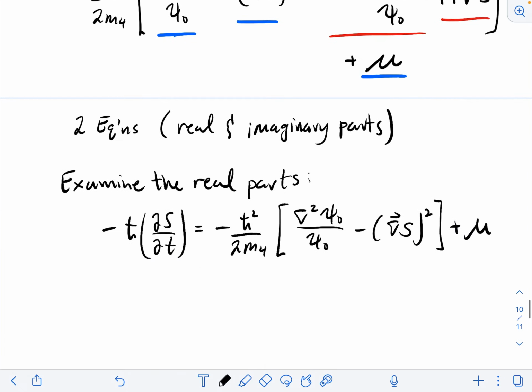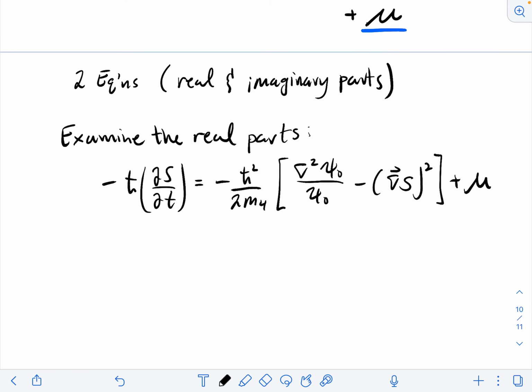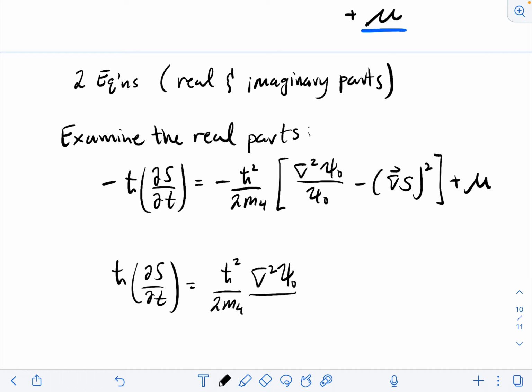Okay, so we can do a couple things. Let's multiply by an overall negative sign, so then we'd have ħ ∂S/∂t is equal to, let's distribute, ħ²/2m₄ ∇²φ₀ over φ₀, minus ħ²/2m₄ the gradient of S squared. And then because we multiplied by an overall negative sign, we'd have minus the chemical potential.